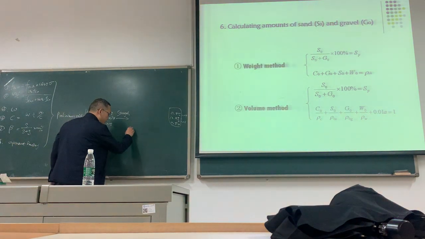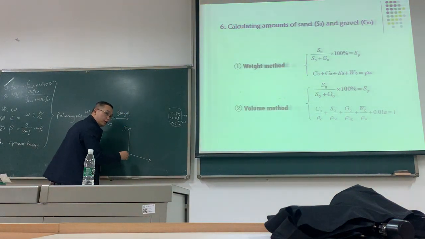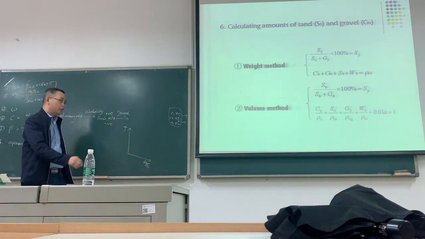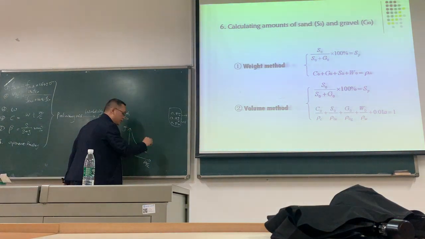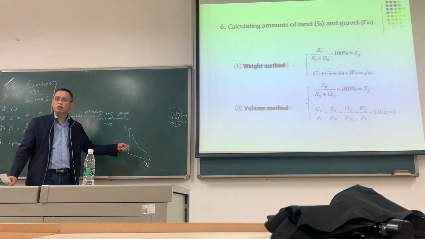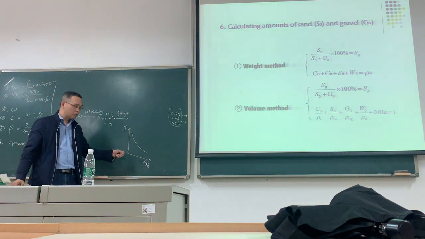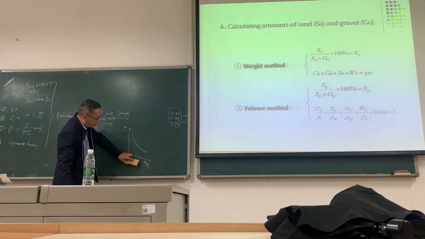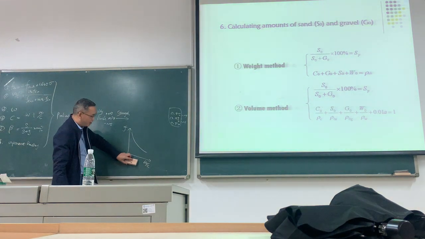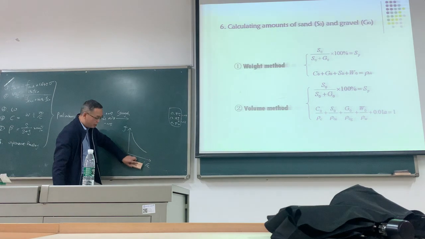You still remember the relation between the strength and the water-binder ratio. Just like this. But it is not convenient for us to check it. So we want to get a straight line. How can we get a straight line? We can choose it. We can change it.